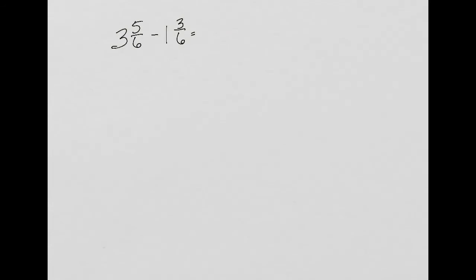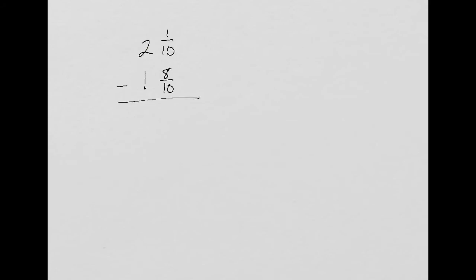So normally whenever we subtract mixed numbers, we subtract the fractions first. So looking at the top numbers, 5 minus 3 is 2. And we'll carry over the 6. So 2/6. Now we can subtract the whole numbers. 3 minus 1 is 2. And there is the answer.